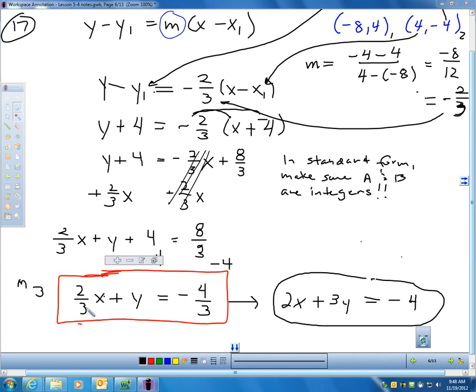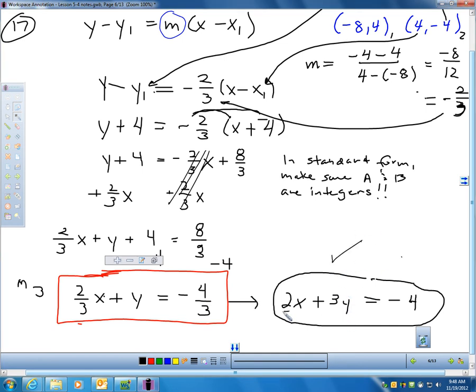So what I can do to get rid of the divide by 3, I can just multiply everything by 3 to get rid of the third. And remember, when I multiply everything by 3, this is just writing an equivalent equation, which is just what you practiced in step 1 of my 4 things that you needed to know. So if you just multiply everything by 3, you'll get 2x plus 3y equals negative 4. Now this is correctly written in standard form.